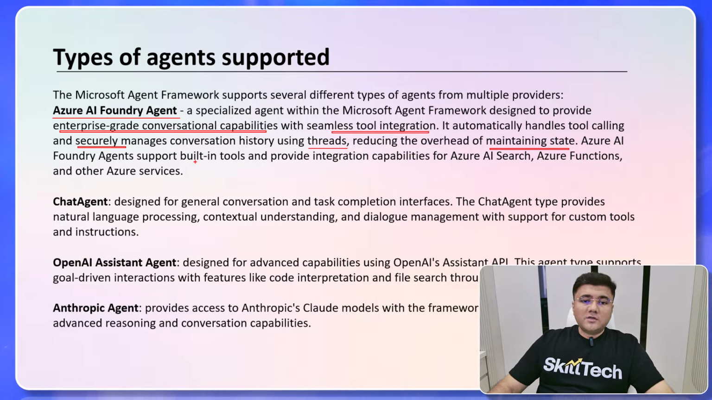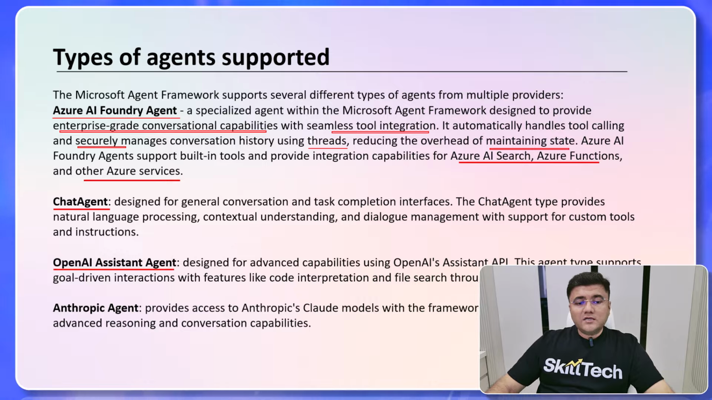Azure AI Foundry Agent supports built-in tools and provides integration capabilities with existing Azure services like Azure AI Search, Azure Functions, and other Azure services. Now, this makes the Azure AI Foundry Agent the first choice for most people who are developing agents with Microsoft Agent Framework. But other than that, you also have Chat Agent, traditionally known as chatbots, which is designed for general conversation and task completion. The chat agent type provides natural language processing, contextual understanding, and dialogue management with support for custom tools and instructions. So that's another type which is available.